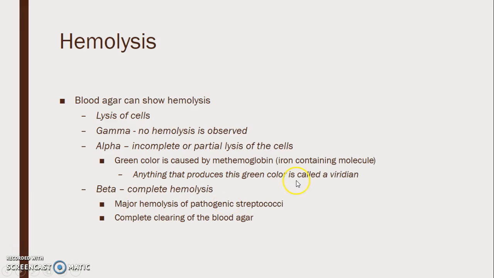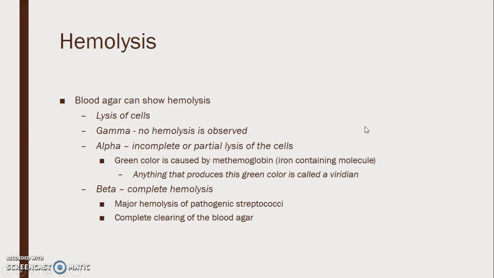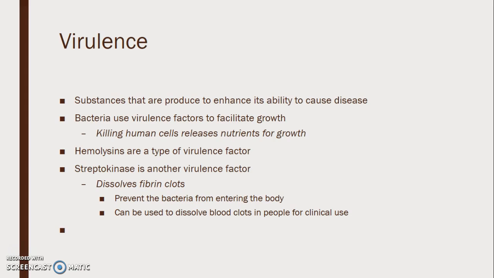The last one is beta hemolysis, which is complete hemolysis. You'll see a complete clearing around the colony in the blood agar plate. It's the major hemolysis of pathogenic streptococci, like the Streptococcus that cause scarlet fever, strep throat, meningitis, all those. Those are probably all beta hemolysis.